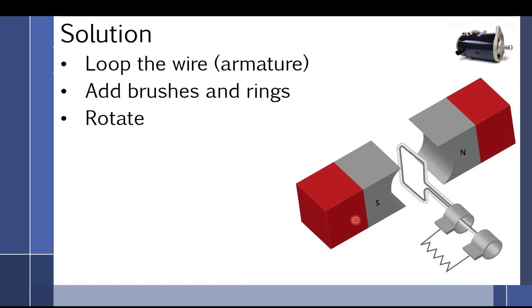So the solution here is to loop the wire, and that's called an armature. Now, my little thing is backwards because I move the magnets while the wire stays constant. But in this example, we're going to have permanent magnets that are stationary, and we're going to move the wire around.